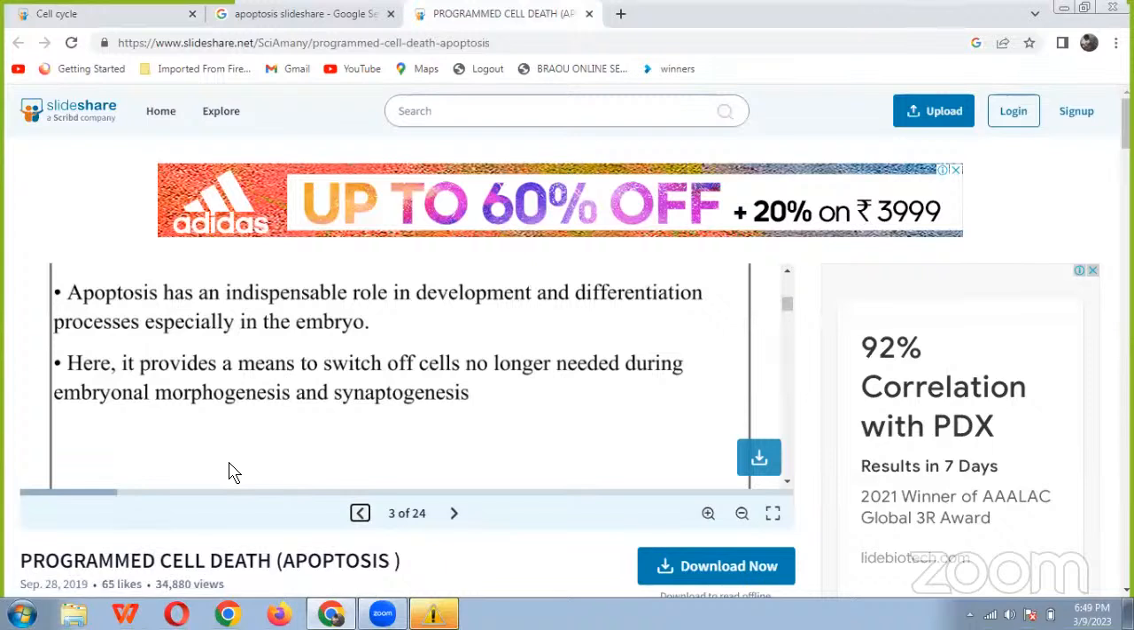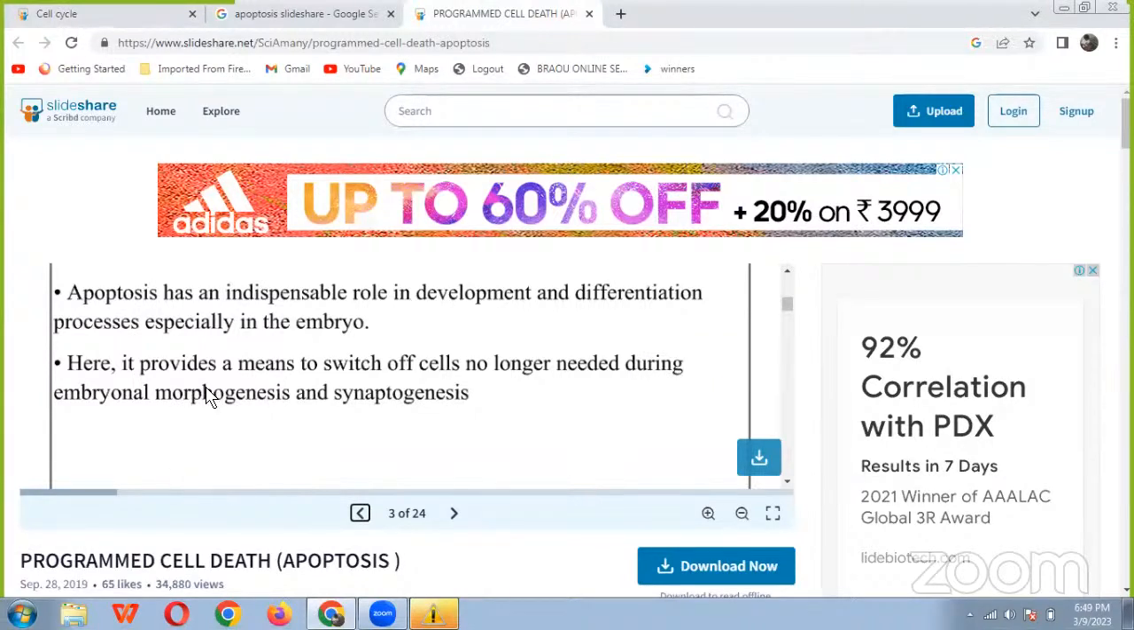Next one is the elimination of excess cells. In some mammals, embryonic ganglia often have more neurons than required to innervate the target muscles. Later, the excess ones that do not make appropriate connections or malfunction will be eliminated. That is the elimination of excess cells, one of the PCD reasons. The next one is cells that have finished their function.